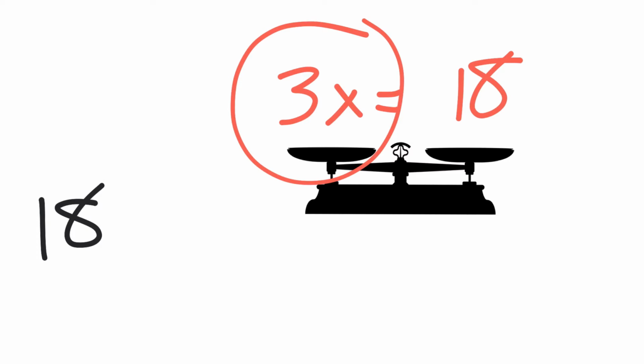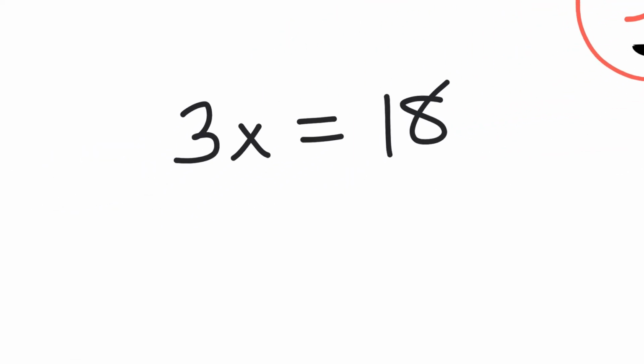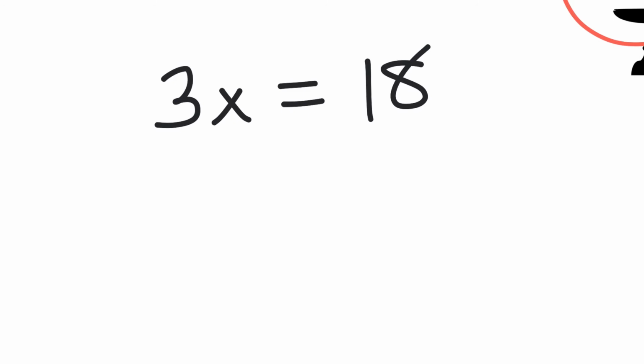So I'm going to come back over here to our left-hand side. In order to get rid of the 3, I need to divide by 3 on my left-hand side. And since I'm dividing by 3 on the left-hand side, that means I need to divide by 3 on the right-hand side as well. Now, 3 divides the other 3 because they're both numbers, they're both integers.